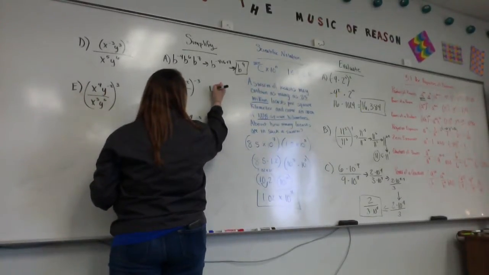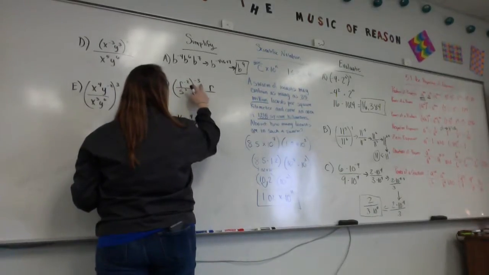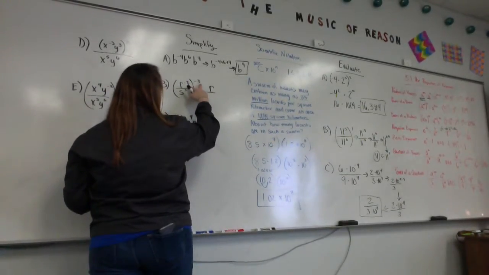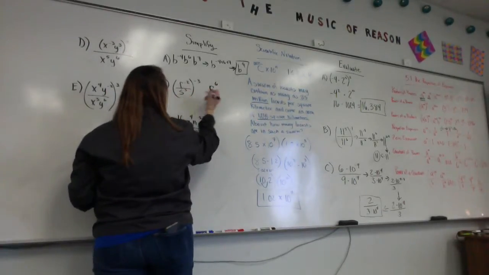What does r become up top? R to the what? R to the negative 5... nope, R to the 6. Negative 2 times negative 3 is 6. And then what's on bottom?